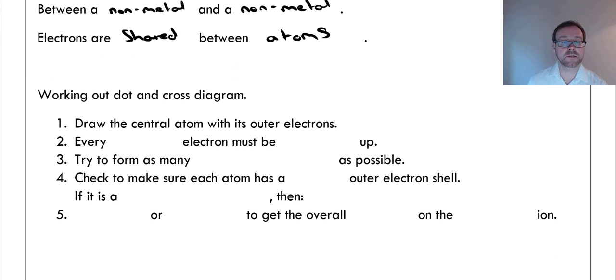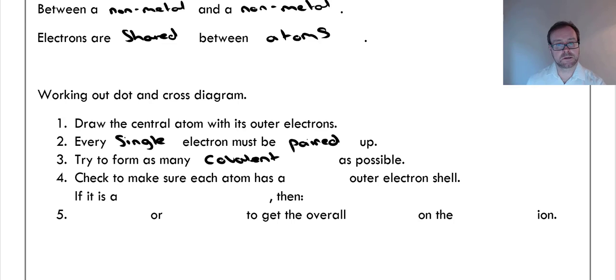Okay, so working out dot and cross diagrams for covalent bonding. First, you draw the central atom with its outer electrons. Every single electron must be paired up. It needs a buddy. And try to form as many covalent bonds as possible. And then check to make sure each atom has a full outer electron shell.